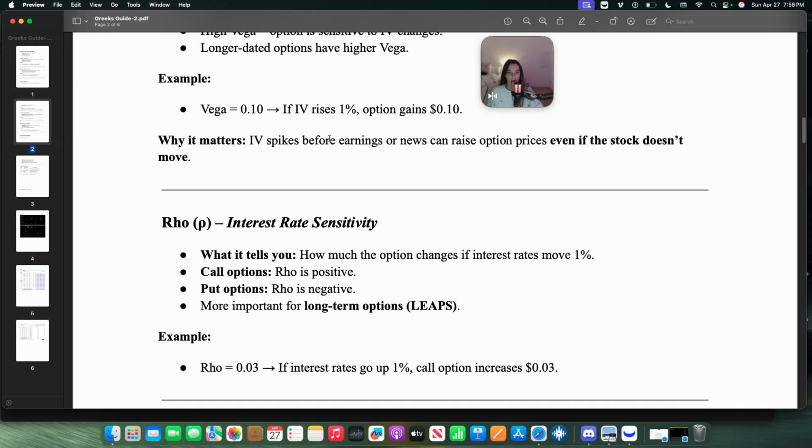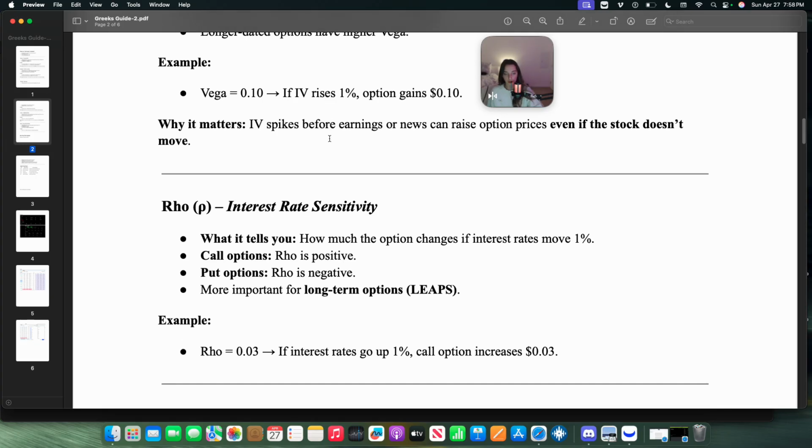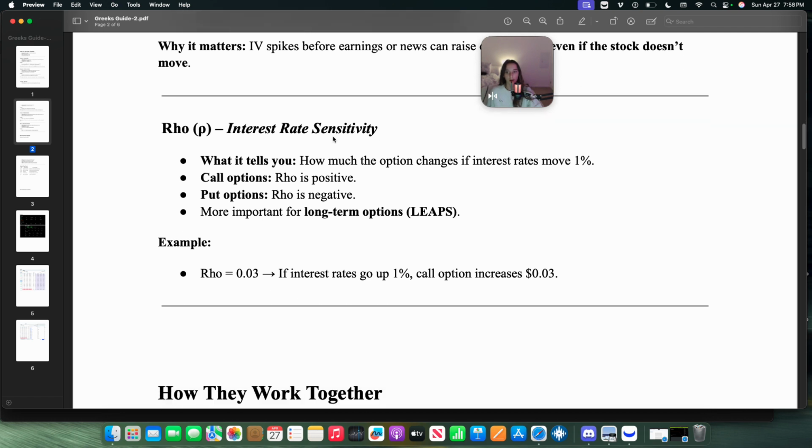Why it matters: IV spikes a ton before earnings or news and raises option prices even if the stock doesn't move. And then you have Rho, interest rate sensitivity. What it tells you is how much the option changes if interest rates move by 1%. Call option Rho is positive, put option Rho is negative.